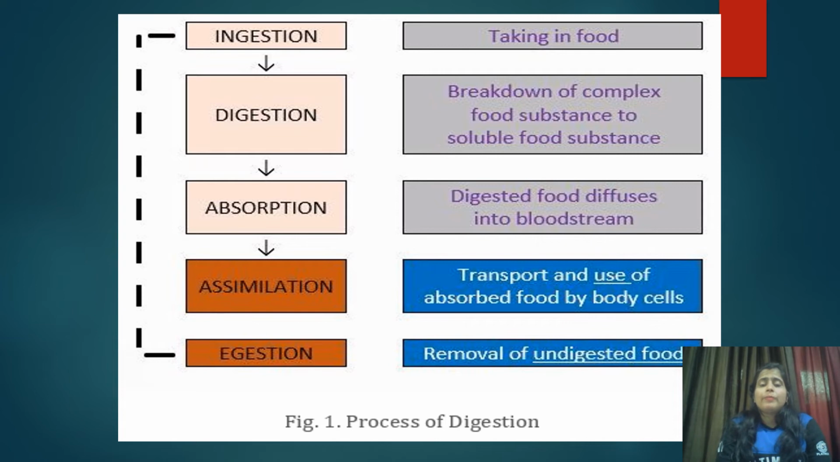Then we have absorption. Digested food diffuses into the bloodstream. Then we have assimilation, that is transport. Once the food is digested and absorbed in the bloodstream, the transport and use of the absorbed food is done by body cells. And we have egestion, that is removal of undigested food particles. The undigested food particles are removed from our body.